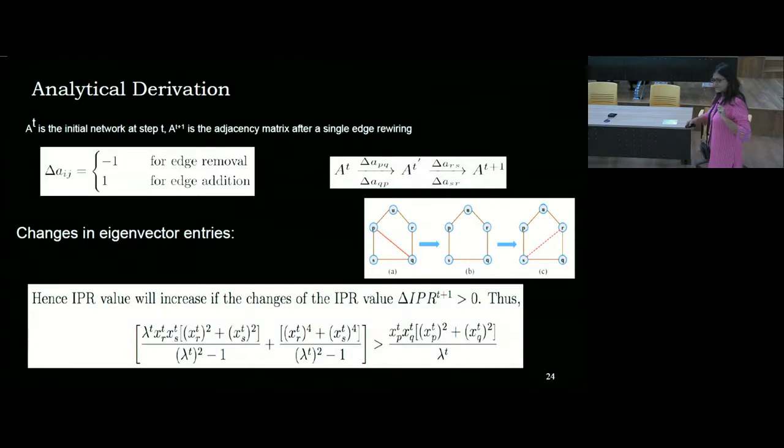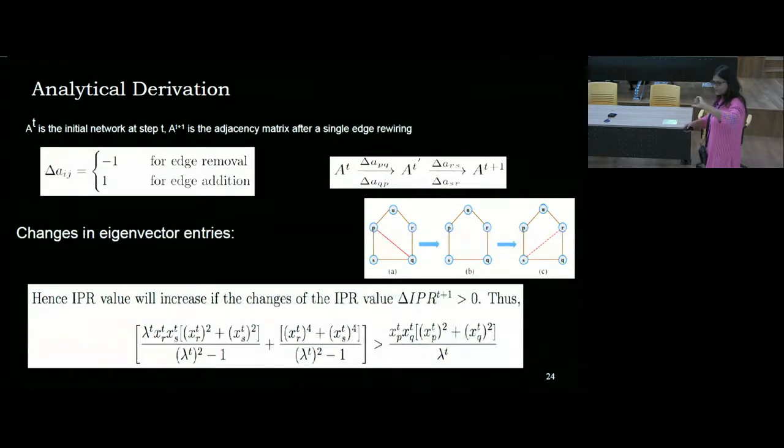that the change in IPR is positive if we have this kind of relation between the pairs of nodes. So there are two pairs of nodes: R and S is one pair, where we have introduced the link, and P and Q is another pair of nodes from where we have removed the links. So if the eigenvector entries follow this kind of relation, that will give us an increase in the IPR value.